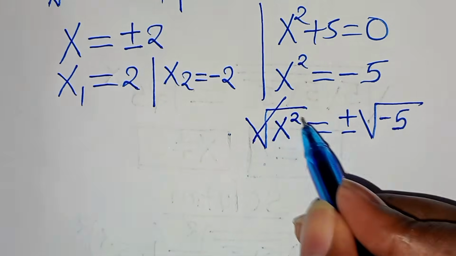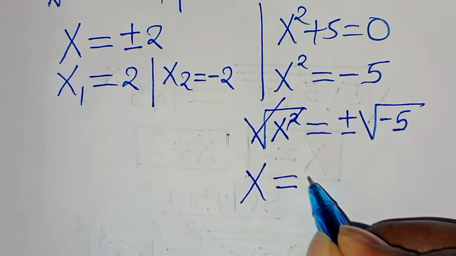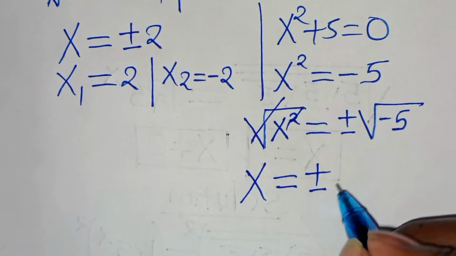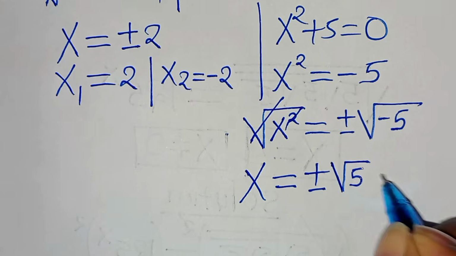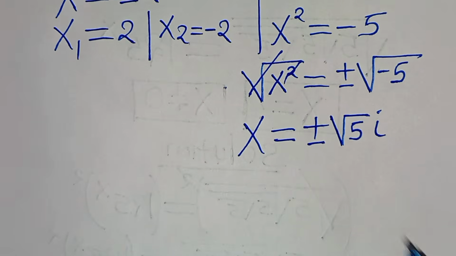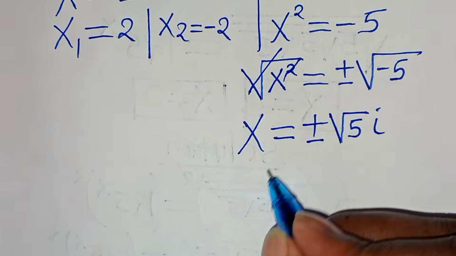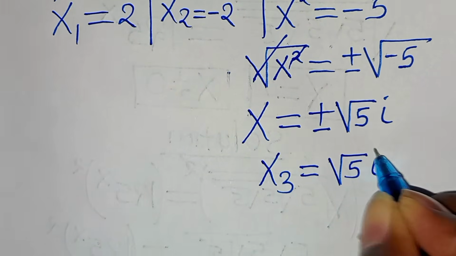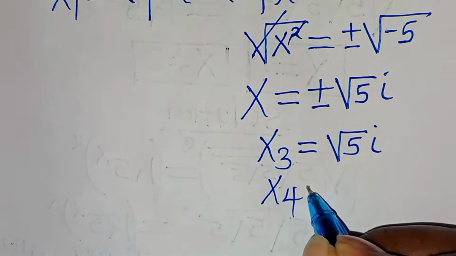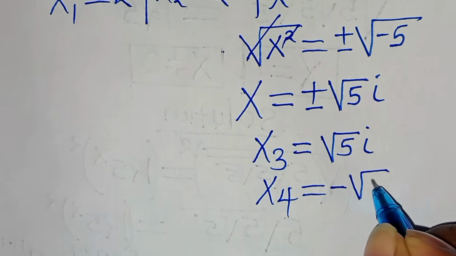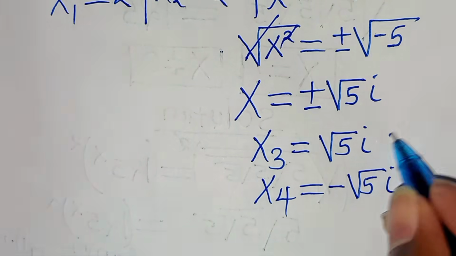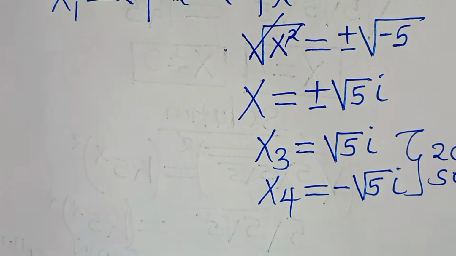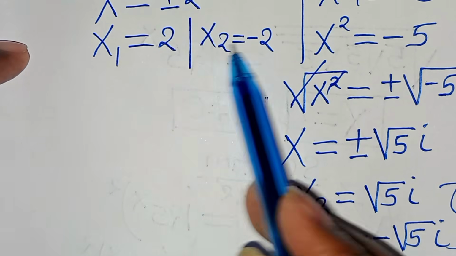And this implies that here, x is equal to plus or minus the square root of minus 1, which is the same thing as i, so that we have square root of 5 i. So again, we have two values of x here. We have that x3 is equal to square root of 5 i, and x4 is equal to minus square root of 5 i. So these are two complex solutions here, and we only have two real solutions here.